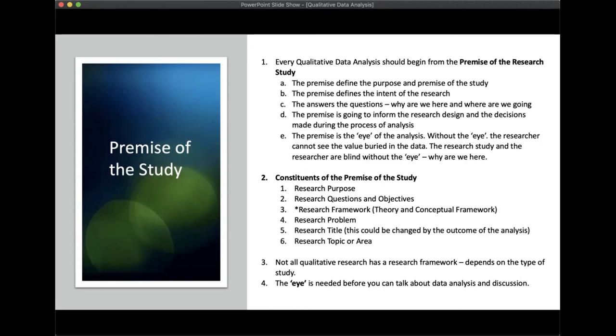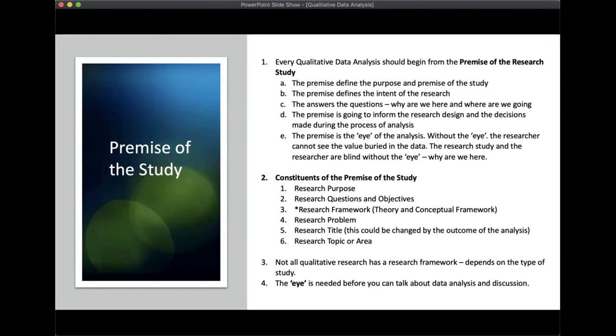So one of the first lenses, the apex of the lens, the tip of the lens, the first thing you should use to look into the data should be the purpose. And then from the purpose, you look at your questions and objectives. Then you can come to the research framework, the research problem, research title, research topic and area. Now, I like to use this process, but you can use a combination of them.